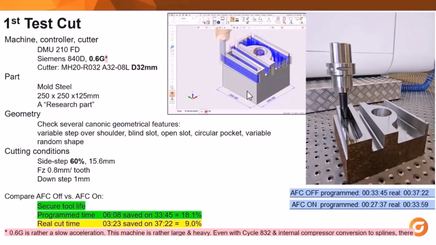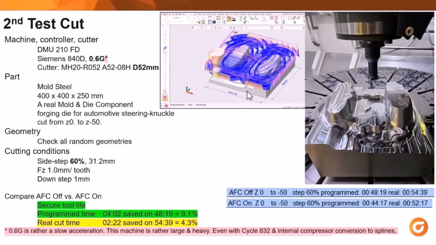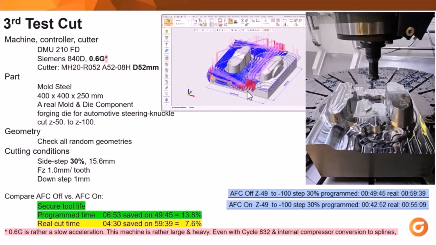In the first test cut, the program savings time was 18.1% faster. The actual runtime was 9% faster at the machine. In the second test cut, the program time showed 9.1% faster, while the real cut time was 4.3% faster. In the third and final test, the program time was 13.8% faster, while the real cut time was 7.6% faster. Let's take a look.